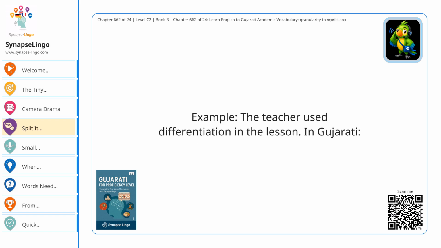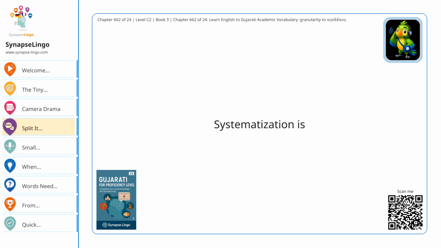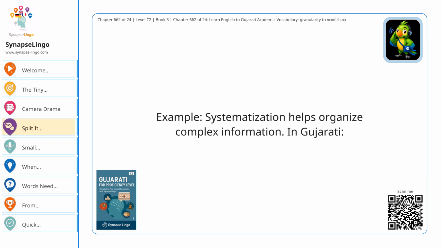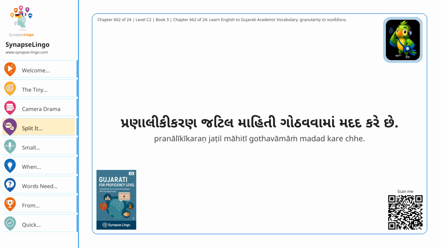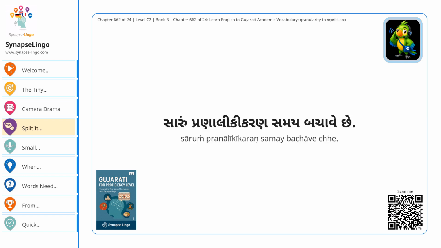Example: the teacher used differentiation in the lesson. In Gujarati: શિક્ષકે પાઠમાં ભેદીકરણનો ઉપયોગ કર્યો. Systematization is પ્રણાલિકીકરણ. It means organizing things into a system. Example: systematization helps organize complex information. In Gujarati: પ્રણાલિકીકરણ જટિલ માહિતી ગોઠવવામાં મદદ કરે છે. Example: good systematization saves time. In Gujarati: સારું પ્રણાલિકીકરણ સમય બચાવે છે.